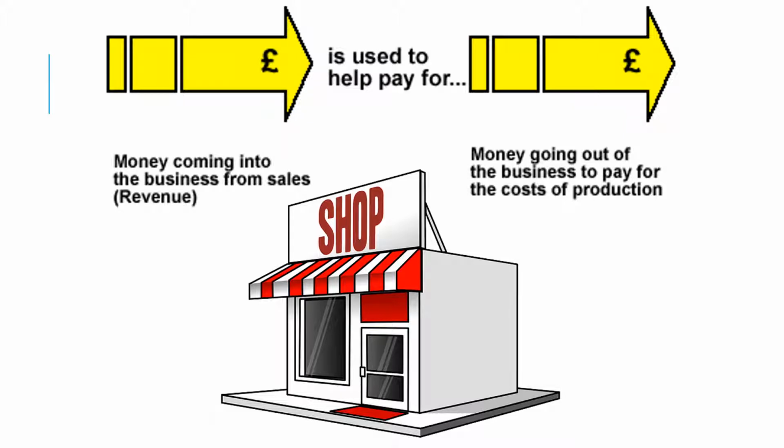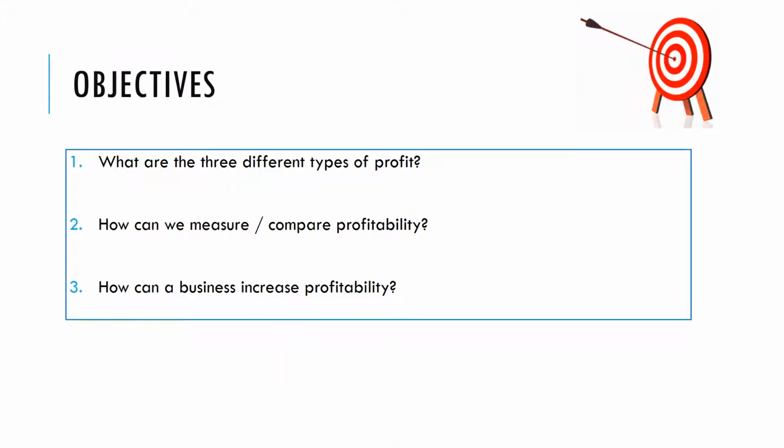Previously we've been looking at the finances of a business and we established that profit is the difference between money coming into a business and the money going out of a business. And we're going to look at profit in a bit more detail today. We're going to answer these three questions.